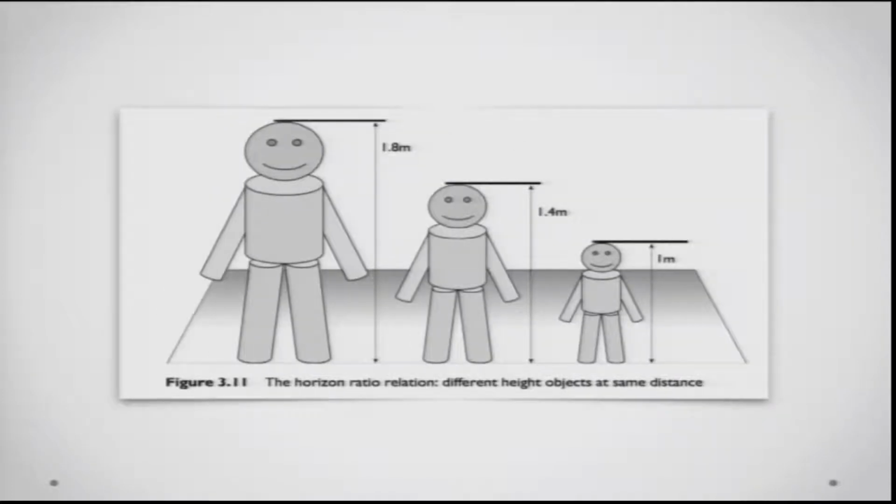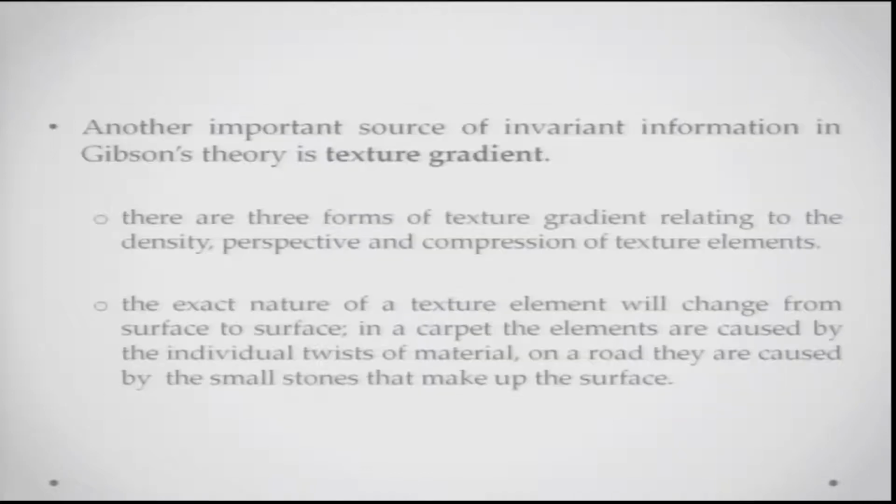Here you can see people of different heights at the same distance, and you can again see that this horizontal ratio relation is constant. Now, another important source of invariant information in Gibson's theory is the texture gradient. What is the texture gradient? There are three forms of texture gradient relating to density, perspective and compression of these texture elements.